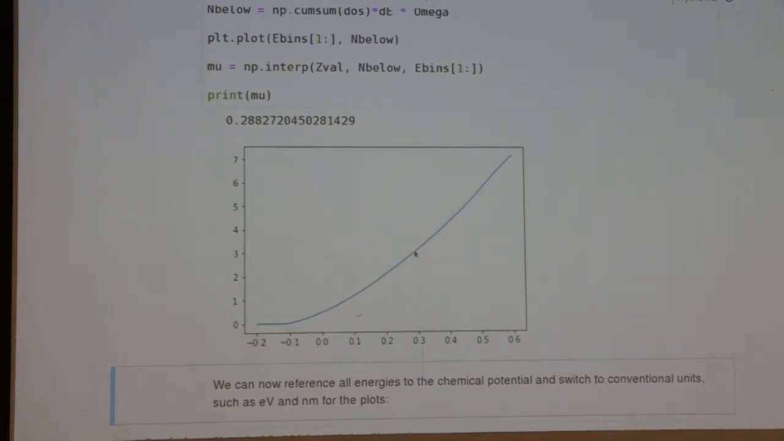So any questions about that? So effectively by using interpolation, you can figure out what that value is. I could have also done something where I just find the value of n below which is closest to Z val and then pick the corresponding E. But by doing this, I'm also using the fact that this is a smooth function and I'm going between bin values and selecting that value of mu where my number will be equal to Z. Let me know if that makes sense.